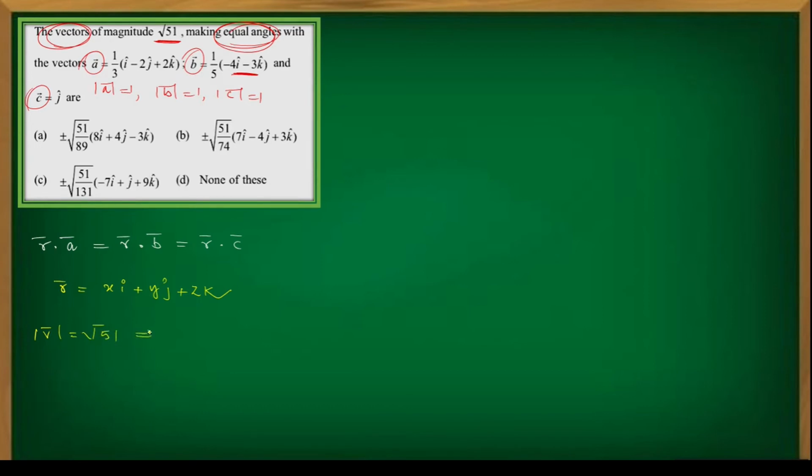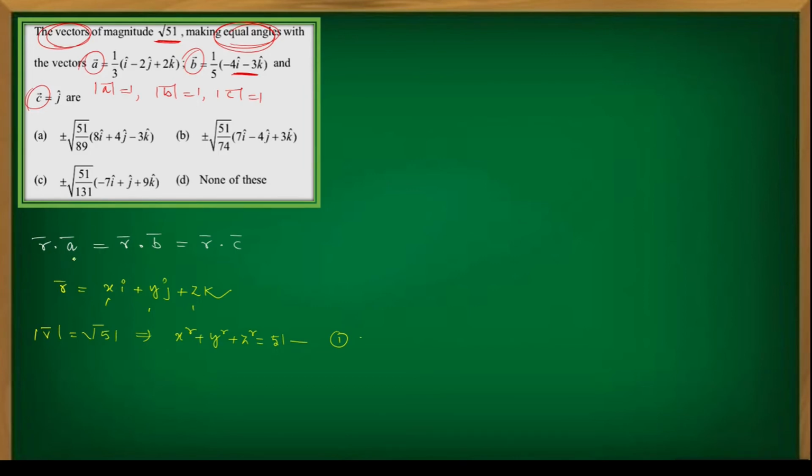What is the meaning of this? Mod R bar means root of x square plus y square plus z square should be root 51. So if I remove that root, you get this. You have to find the x value, y value, z value. You got one condition: x square plus y square plus z square is equal to 51.